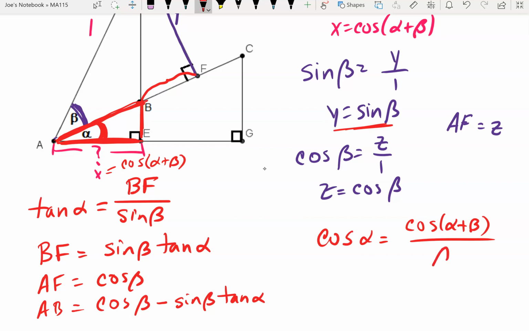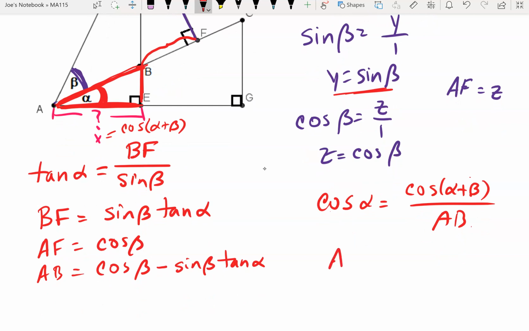Just the AB piece, right? This is adjacent, this is hypotenuse, right? Cosine is adjacent over hypotenuse, right? And if we rearrange this equation, then our AB had to be cosine of alpha plus beta over cosine of alpha. Just rearranging, right? Multiply both sides by AB, divide by cosine of alpha.